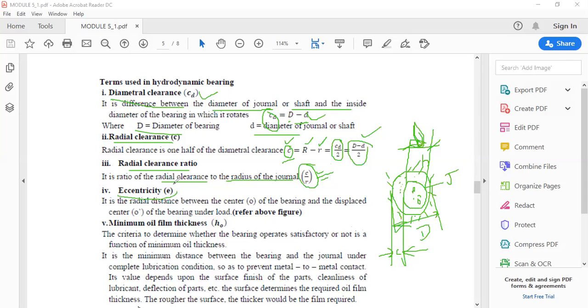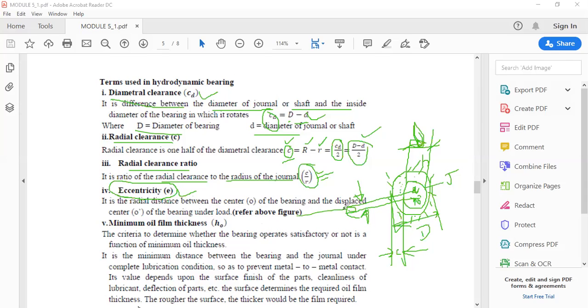Next comes the eccentricity. This is another important parameter, or term, which is required while designing the bearing. The eccentricity is denoted by the notation E, and it is the distance between the center of the bearing and the center of the shaft. The distance between the centers is called eccentricity. This is the radial distance between the center of the bearing and the center of the shaft, which is going to displace when the bearing is loaded.